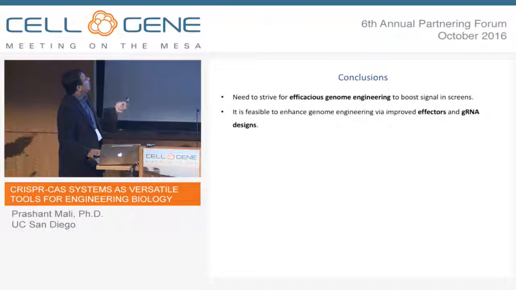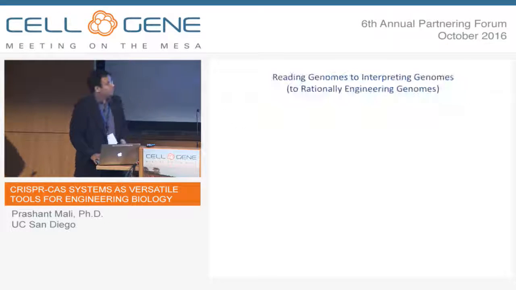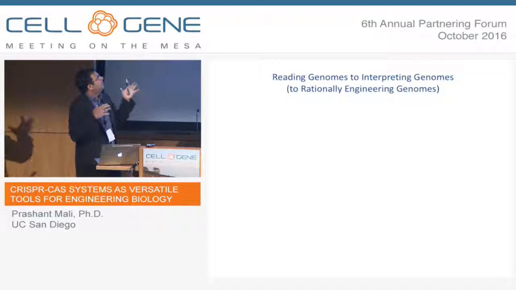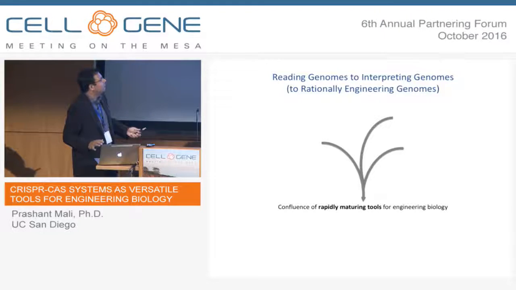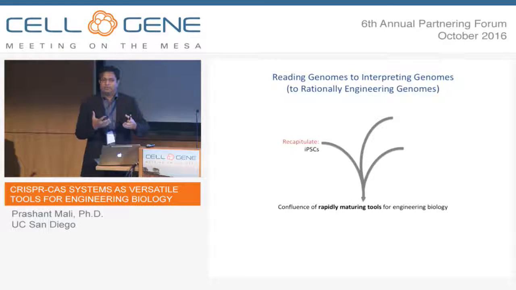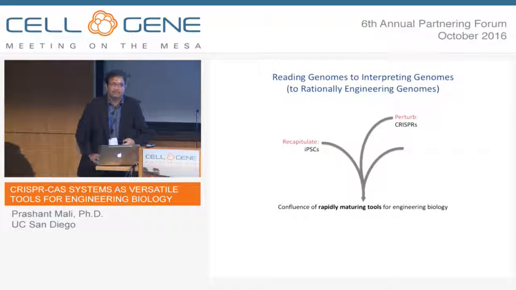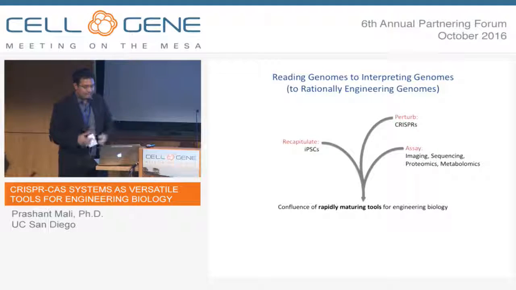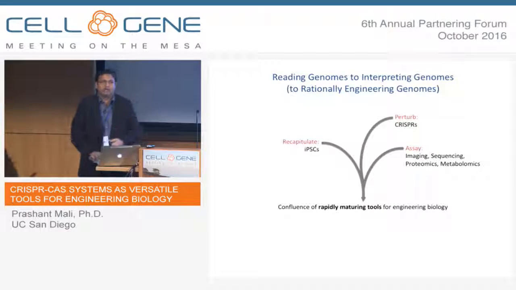And of course, it's important, but it's nevertheless feasible to enhance genome engineering via improved effectors and guide RNA designs. So I just wanted to conclude by saying that as we move from reading genomes to interpreting genomes to rationally engineering genomes, I think this is an exciting phase in biology where there's a confluence of rapidly maturing tools. So you have the ability to at least recapitulate human biology with the advent of iPS cells, the ability to perturb biology with CRISPR, zinc fingers, and TALENs, and our ability to assay biology is growing in leaps and bounds with improvements in imaging, sequencing, proteomics, and metabolomics.